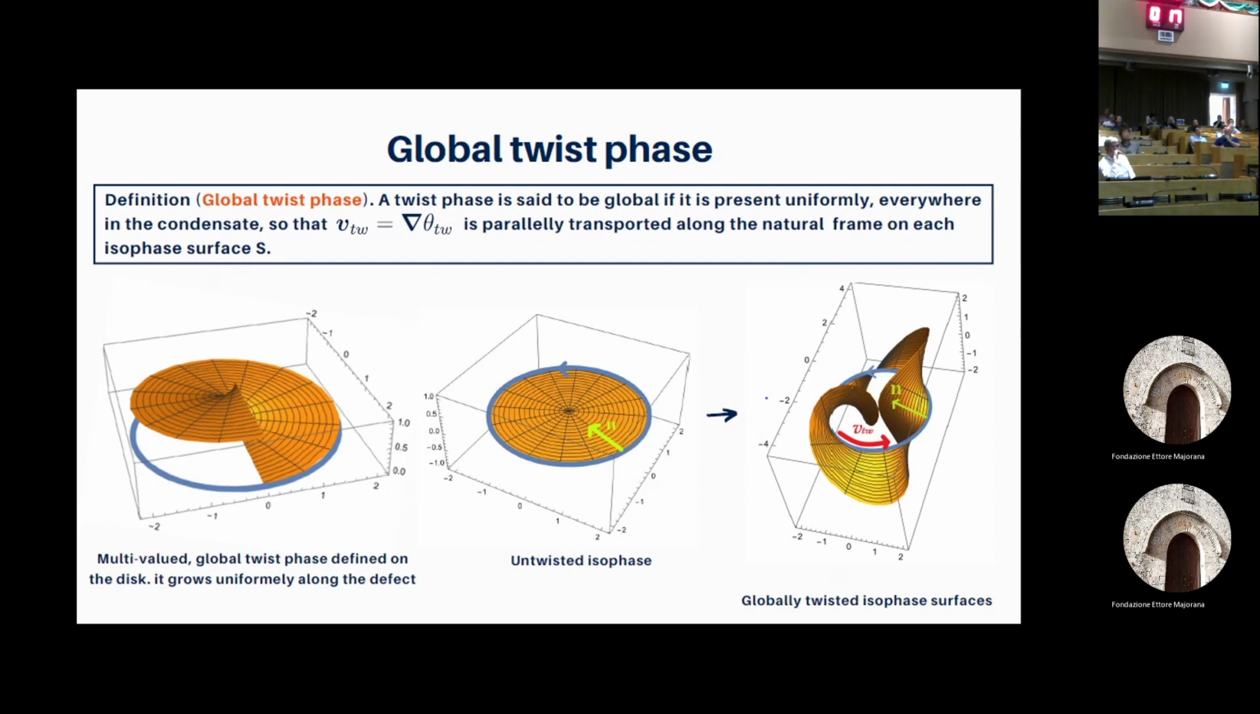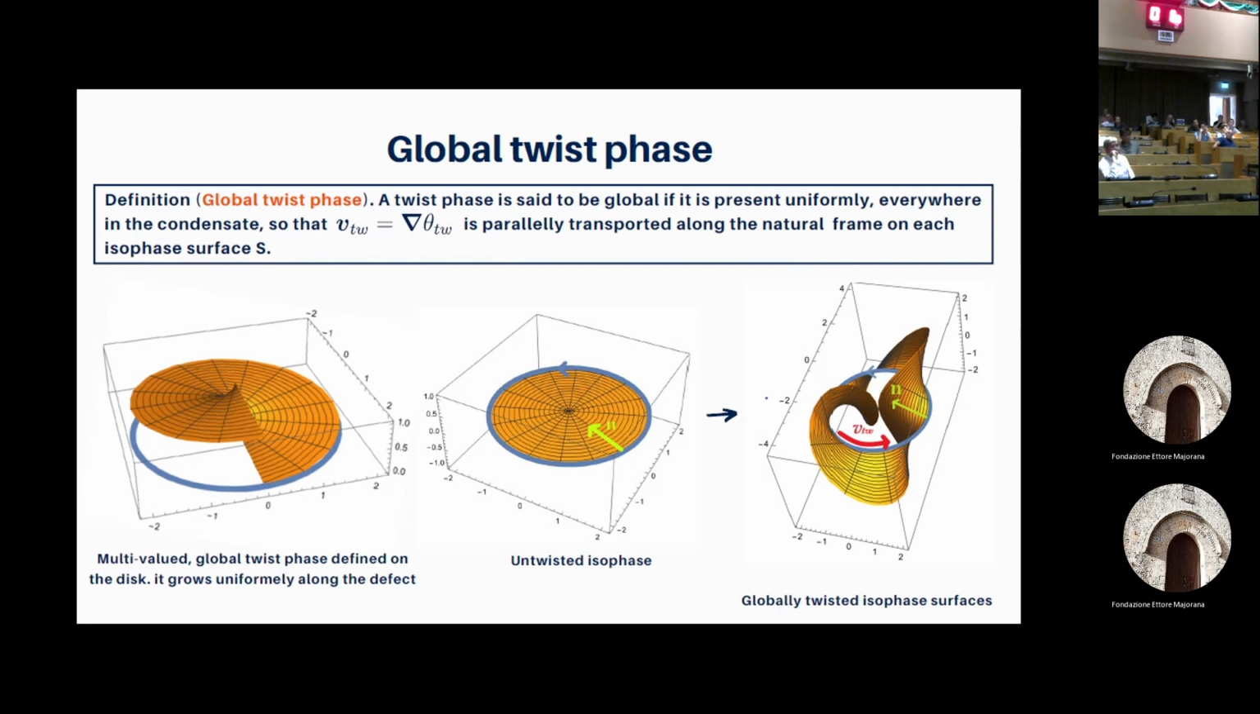Here you can see an example of a global twist defined on the disk. It is discontinuous. It means that it is multi-valued. And if it is global, it is multi-valued as all the phase. And what happens to the isophase? The isophase, by injecting this global twist, is twisted like this one, and you can see the production of twist velocity.